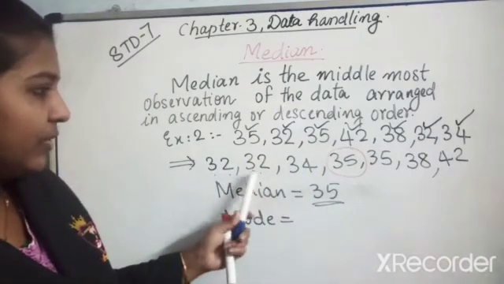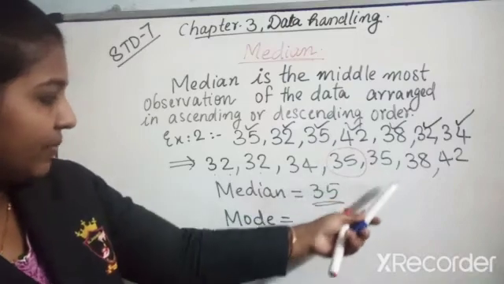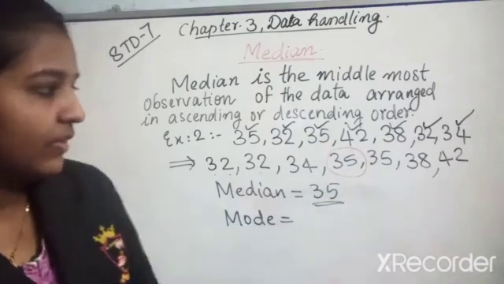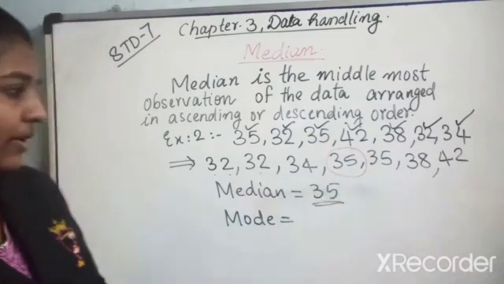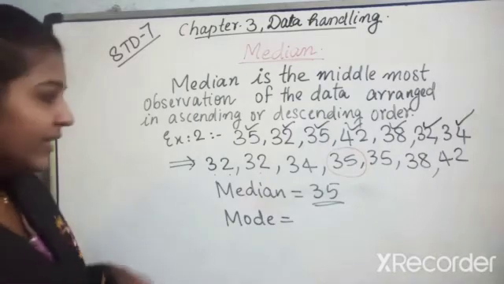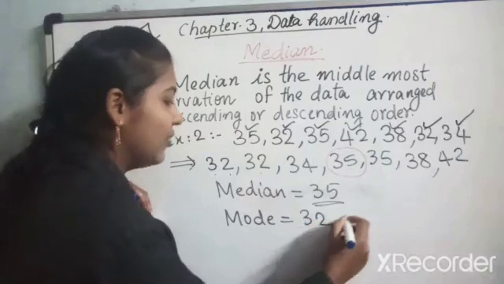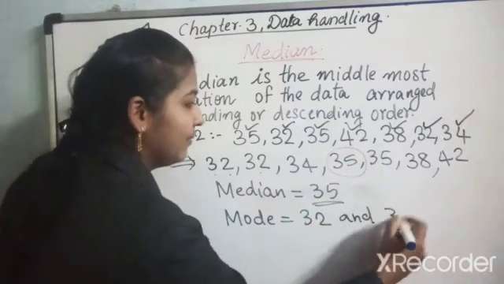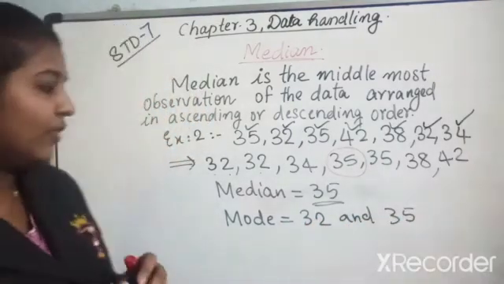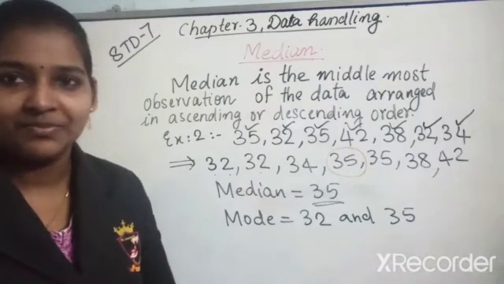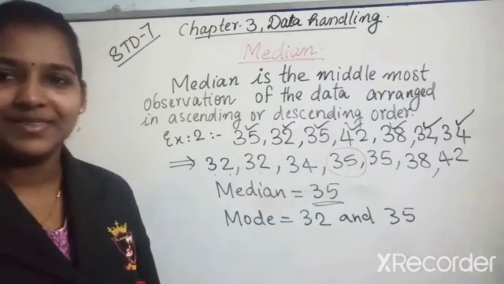32 is repeating 2 times, 35 is repeating 2 times, right? Okay, so tell me which is the mode? Yeah, here two numbers are repeating at the same time. So 32 and 35, both are modes of these observations. Okay, is it clear?